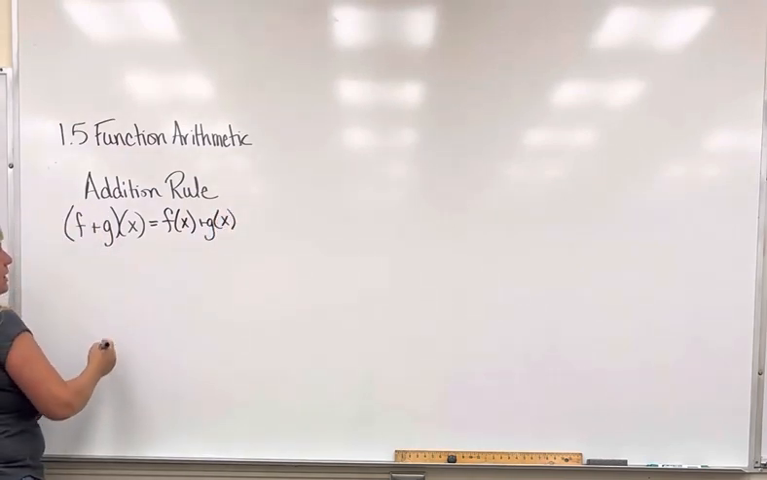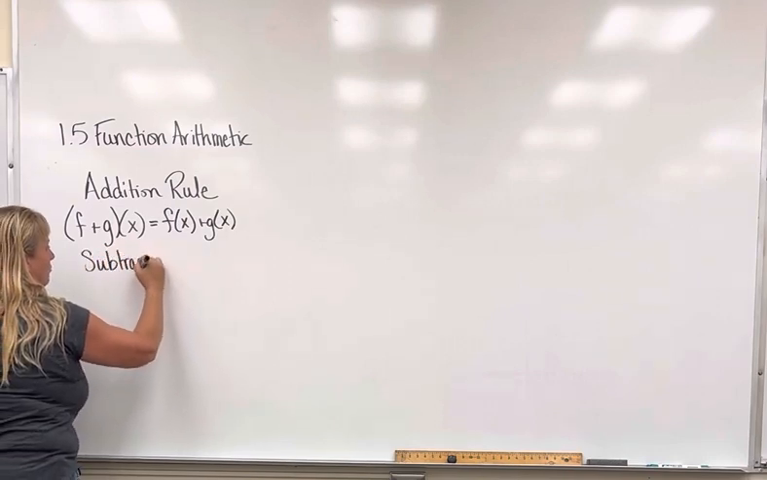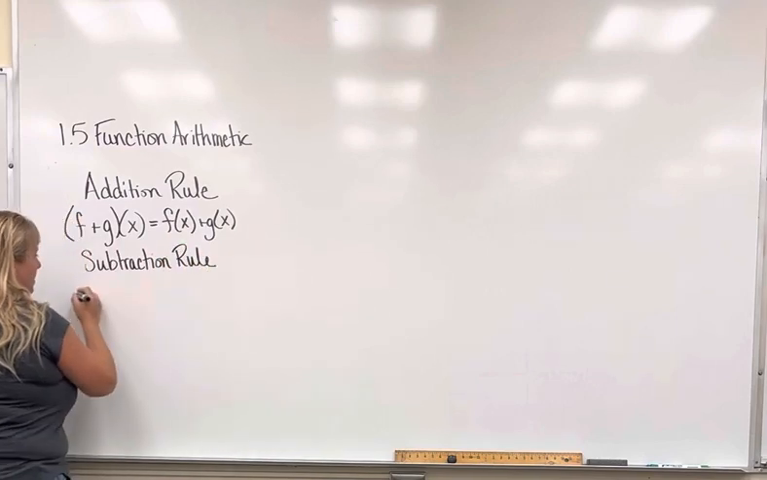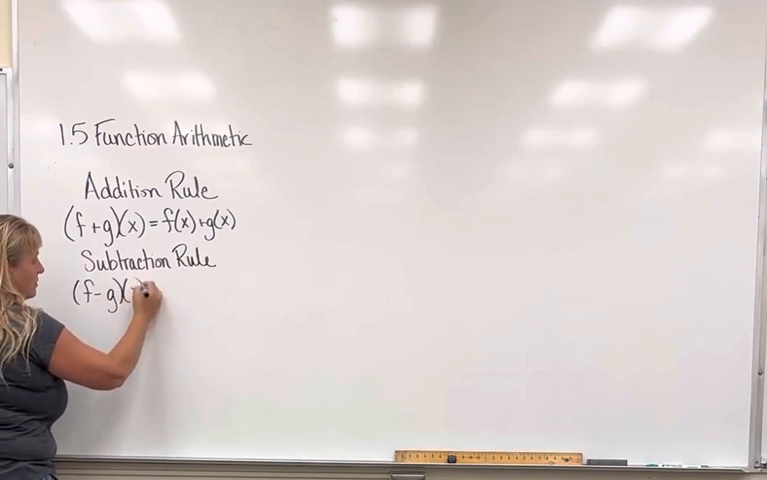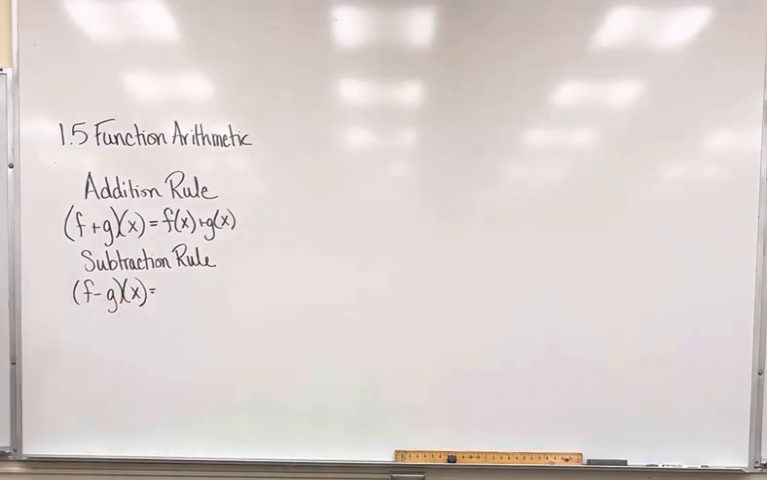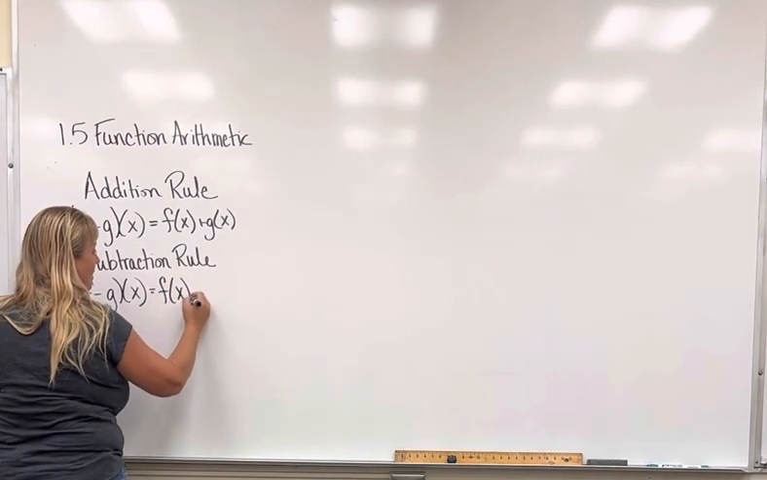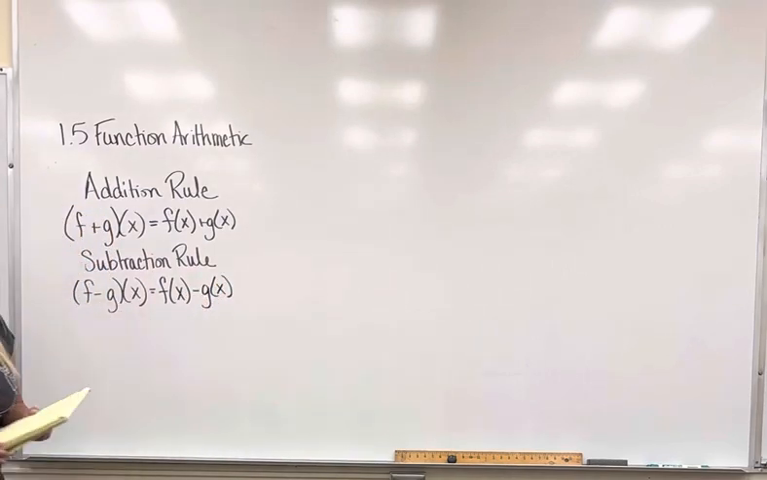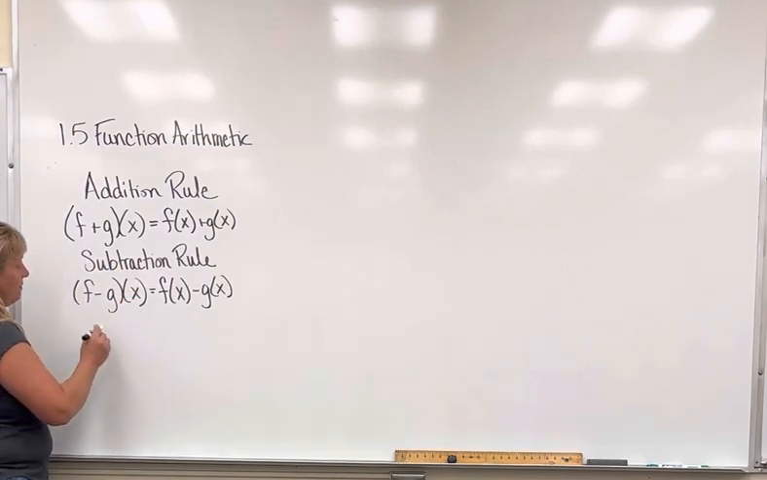If you are looking at the subtraction rule, that would look like f minus g of x. Again, the subtraction works exactly the way you want it to. This is going to be f of x minus g of x. Now you just have to make sure that on that minus g of x part you distribute through, and we'll see an example of that.